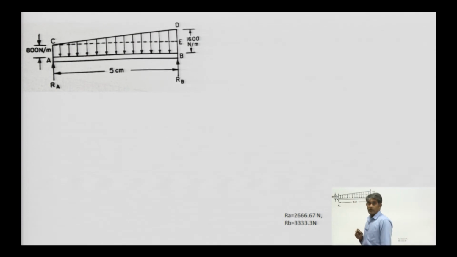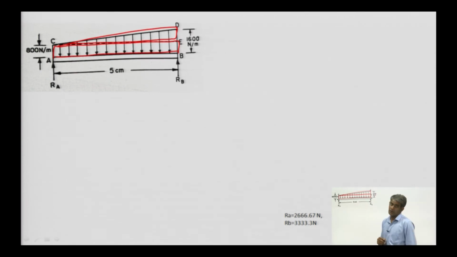This trapezoidal loading can be divided into two parts. This one loading can be treated as UDL, and the upper side of the loading can be treated as UVL. So, we will apply the same steps as we did in the previous example. Since all the forces are acting downward, no need to resolve any force. So, apply the equilibrium equation first of all.